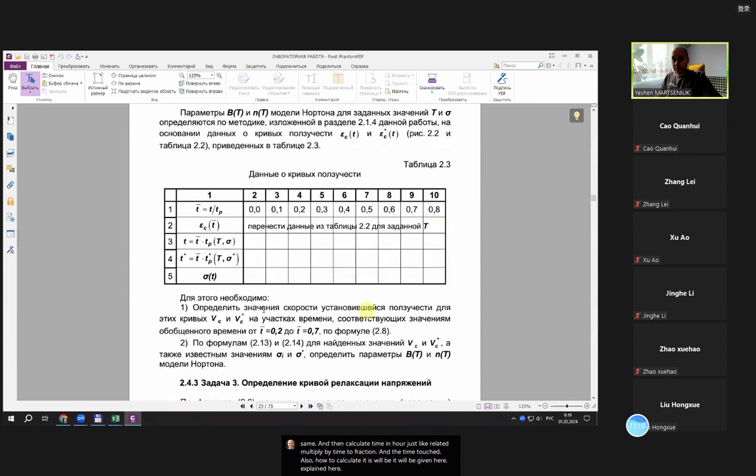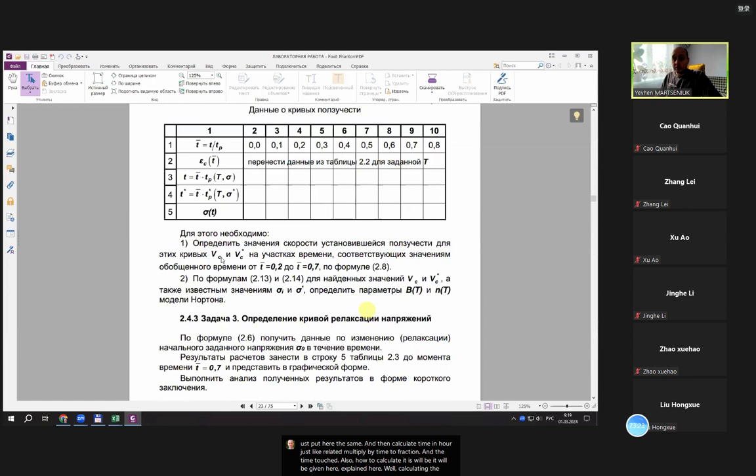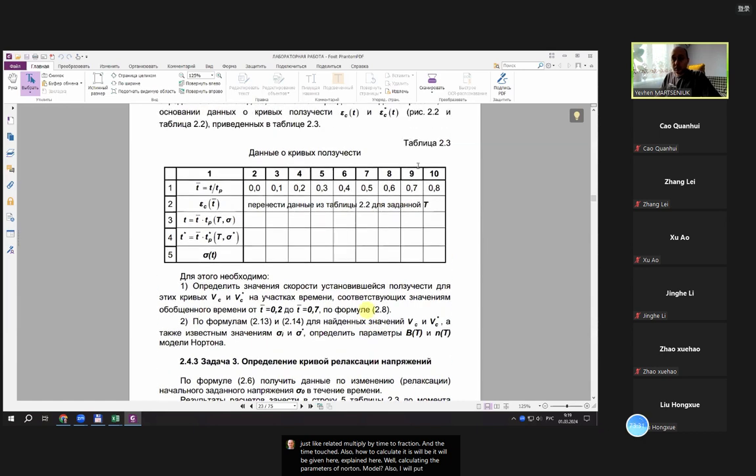And then calculating the parameters of the Norton model. Also, I will put here the equations by which you should calculate, equations 213, 214. I will add it here and give you the translation, and the report on the work and questions for self-control, self-study and self-control questions.